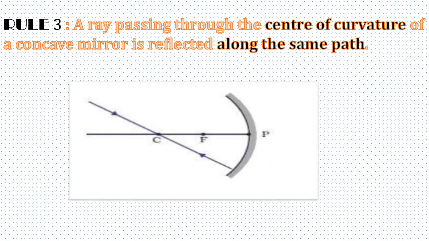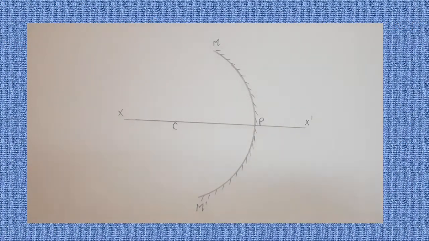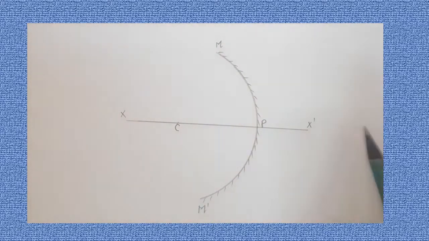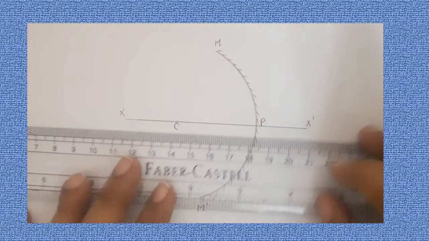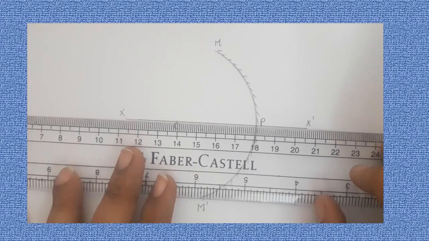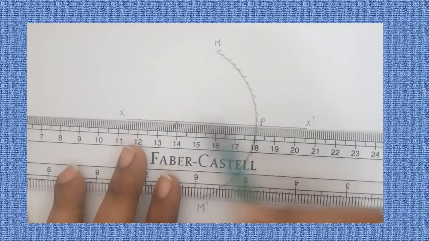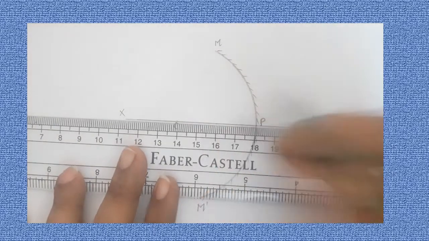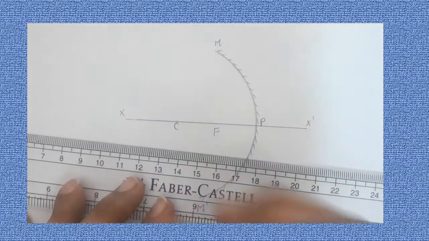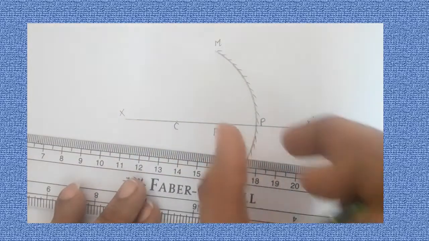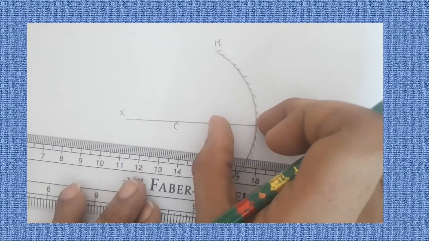Rule 3. A ray passing through the center of curvature of a concave mirror is reflected along the same path. Here we have the concave mirror, the center of curvature, the pole of the mirror and the principal axis. Let us locate the focus. As you know, it comes exactly in the middle. First we have to measure the distance from C to P, it is 4 centimeter. So, exactly at the center we are locating our principal focus. Make sure, children, the distance from C to F should be the same as the distance from F to P.